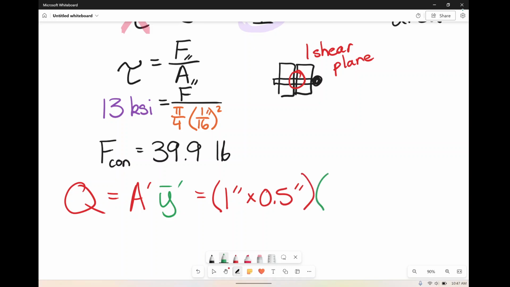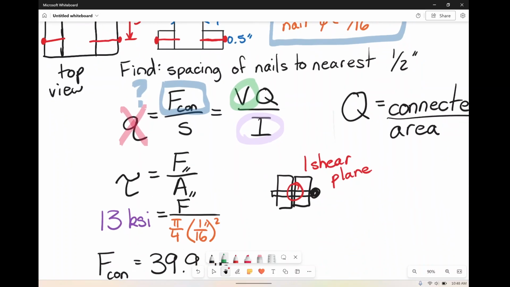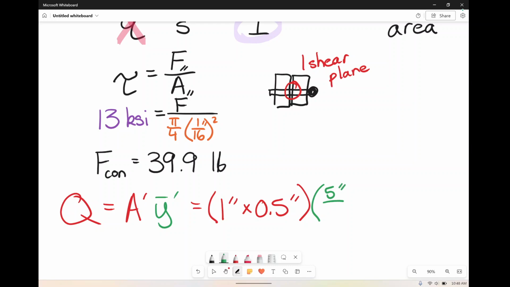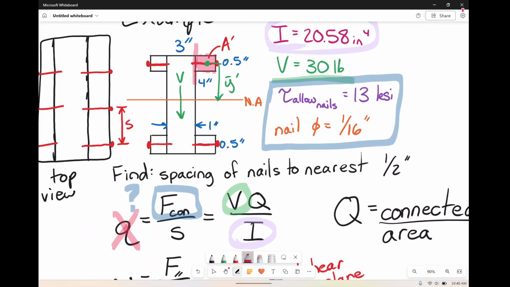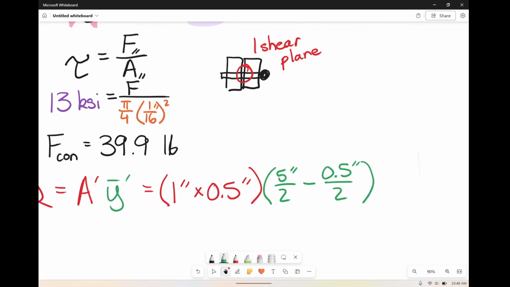And then y bar prime is going to be the distance down to the neutral axis, just like before. Our neutral axis, because this is a symmetrical shape, is going to exist midway vertically in this shape. We have a total height of a half plus 4 plus a half, so a total height of 5. So that's going to be 5 inches divided by 2 to the neutral axis, but minus this little itty bitty top distance right here, which is going to be half of half. So minus 0.5 inches divided by 2. So that's our y bar prime.